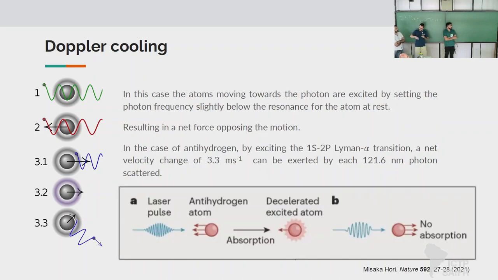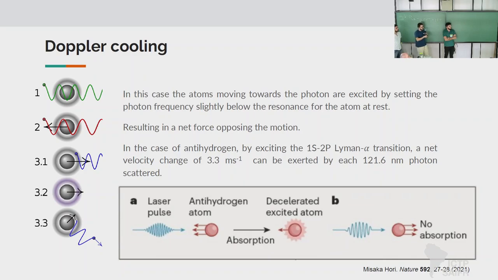In the case of this paper, they use an exciting photon slightly below the exciting frequency, so it's red shifted. So when the atom is moving towards the photon, it can absorb the photon, get excited, and then slow down. In the case of hydrogen, by exciting the 1s to 2p Lyman transition, a net velocity change of 3.3 meters per second can be exerted for each photon at this wavelength.